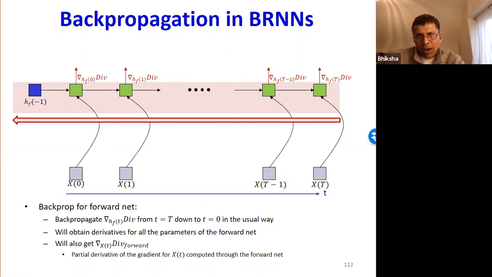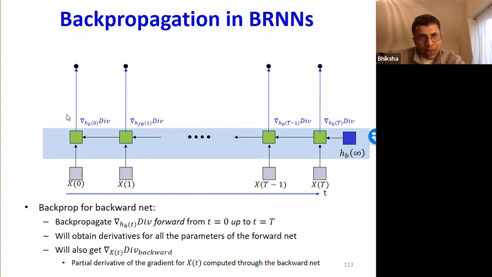And now we can perform backpropagation through time, start from here and work our way backwards and compute the derivatives for all of the hidden states going backwards, as well as the derivatives for all of these parameters, the derivative of the weights connecting these hidden states to the input, and the partial derivative for the input itself, obtained from the forward network. Again, remember the input could be the actual input or the output of the lower block in the network.